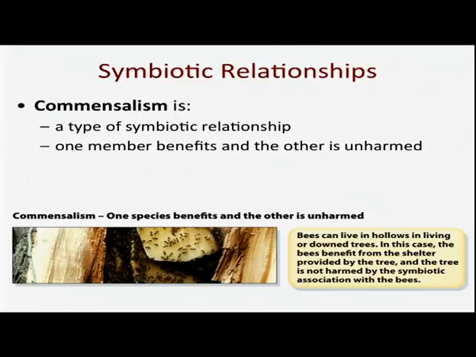The birds collect dead sticks on the ground and all kinds of little fuzzy stuff, put it in a tree, does not harm the tree at all, but is a huge benefit to the bird because it's up high and the dogs and all the coyotes can't get to their nests easily. Okay? So that'd be a commensal type relationship.